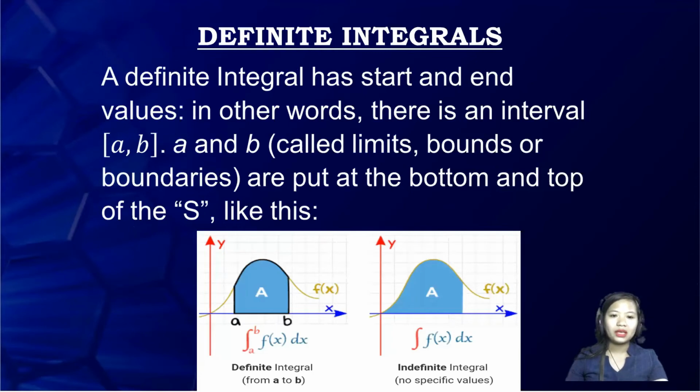The next topic is the definite integral. On the previous slides, it was all about the indefinite integral. When we say definite integral, it has start and end values. In other words, there is an interval a and b, called limits, bounds, or boundaries, put at the bottom and top of the S like this one. So we have two types of integral, the definite and the indefinite integral.